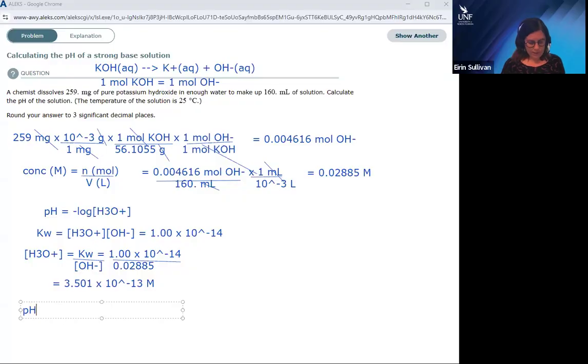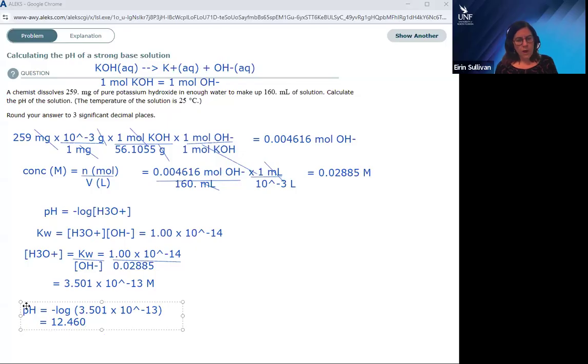So pH is going to be minus log of the concentration of hydronium, which we just calculated to be 3.501 times 10 to the power of minus 13, and that will be 12.462. Oh, I said 3 decimal places, I think 460. Okay, so that's the first method, okay? And that comes out with a basic pH, which we would expect, pH over 7, for a concentration of hydroxide ions, right? For potassium hydroxide, it should be basic.